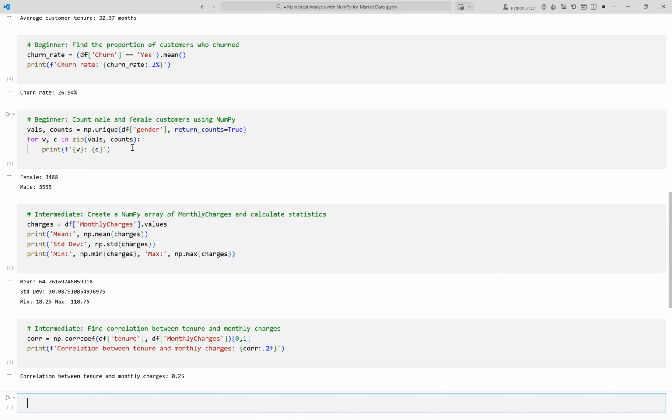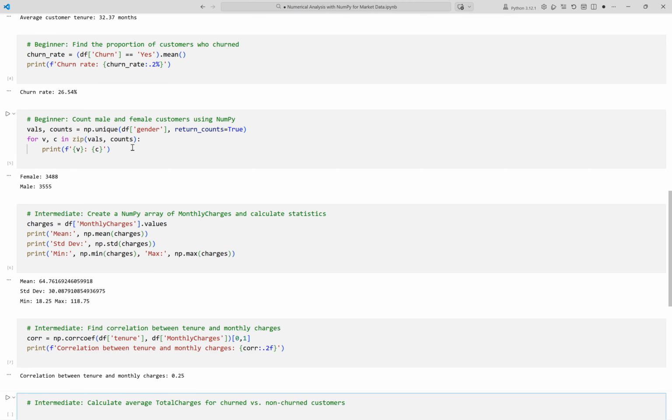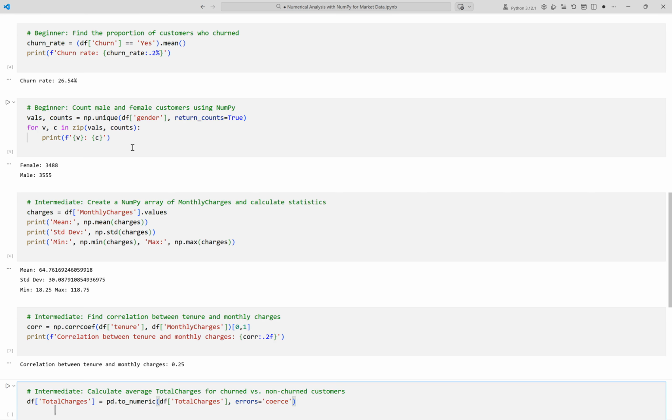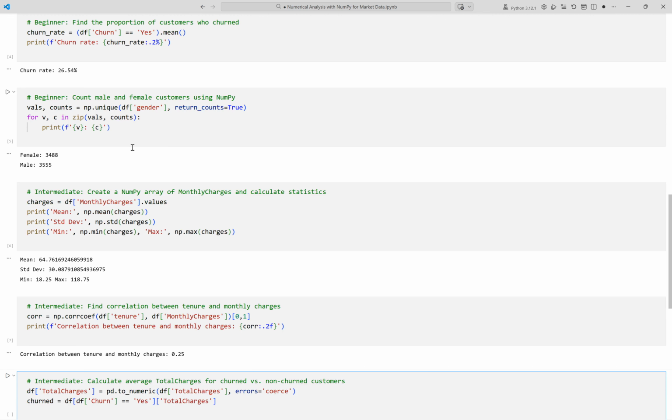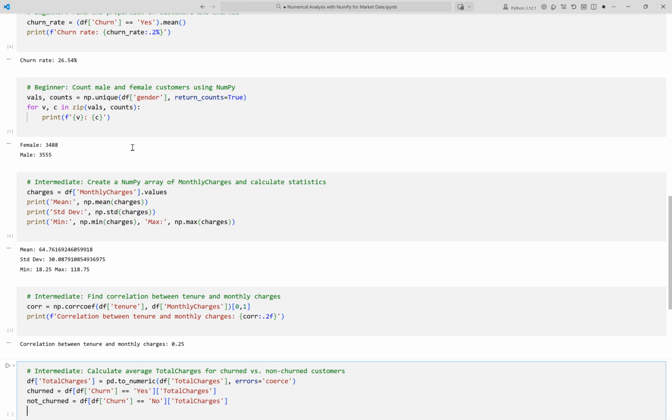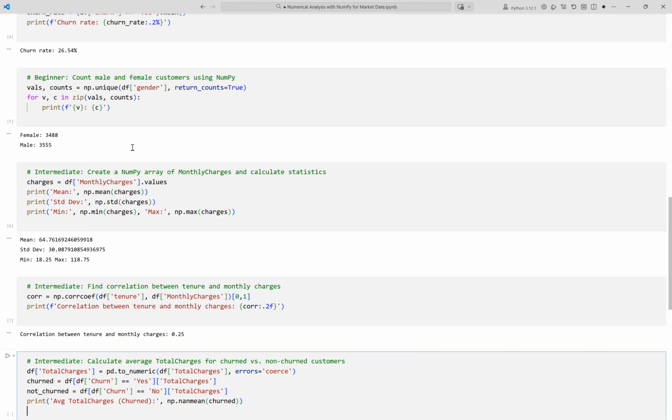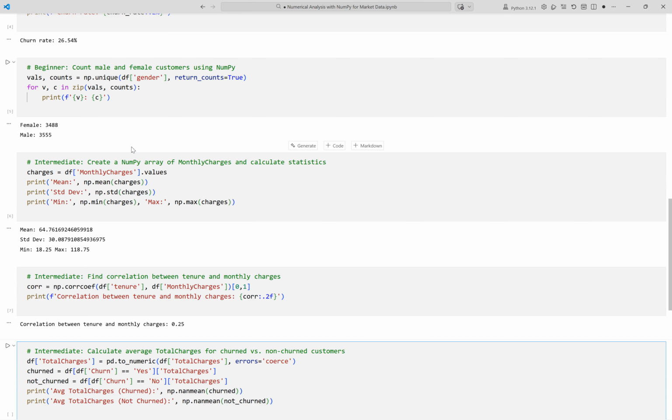Now we calculate the average total charges for churned and non-churned customers. First, we convert the total charges column to numeric format and coerce invalid values into missing values. Next, we create a subset containing total charges for customers who churned. Then, we create another subset for customers who did not churn. We calculate and print the average total charges for churned customers using NumPy nanmean. Finally, we calculate and print the average total charges for non-churned customers.